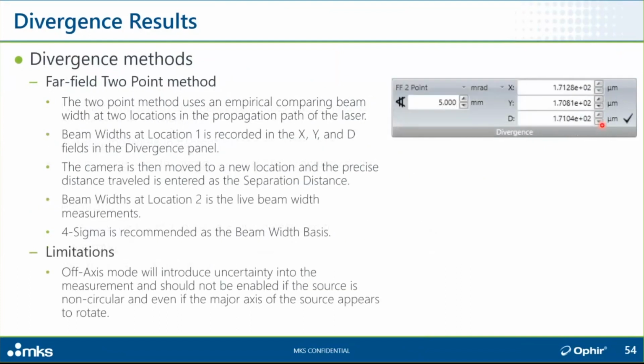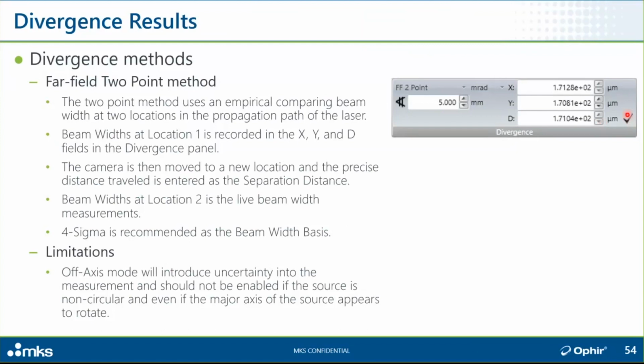The third divergence method is the far-field two-point method. The two-point method uses an empirical test comparing beam widths at two different locations in the propagation path and calculates the resulting divergence. To do this test, you place the camera in the propagation path, in the z-axis at a location. It doesn't even have to be a specific location.